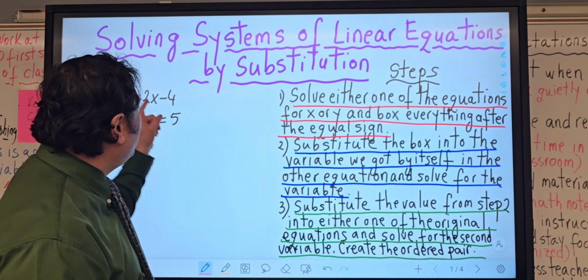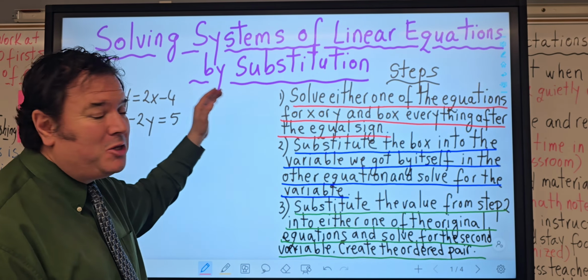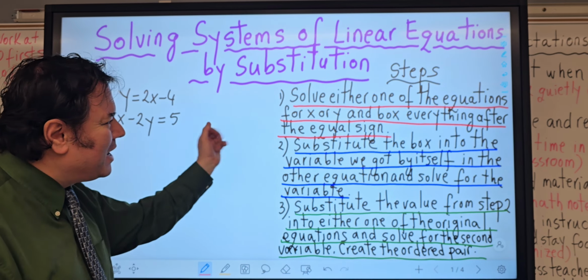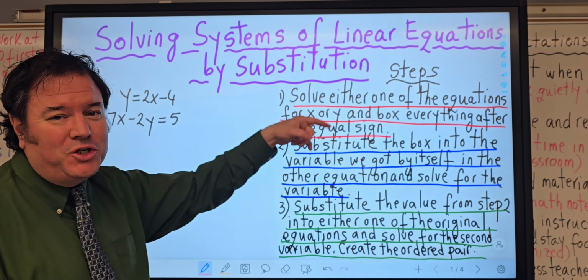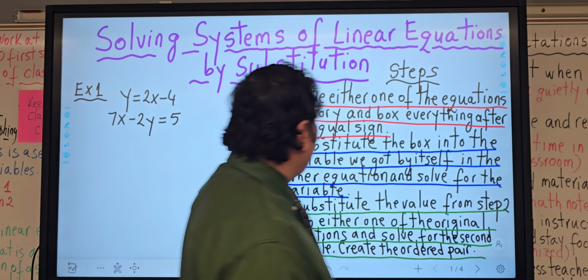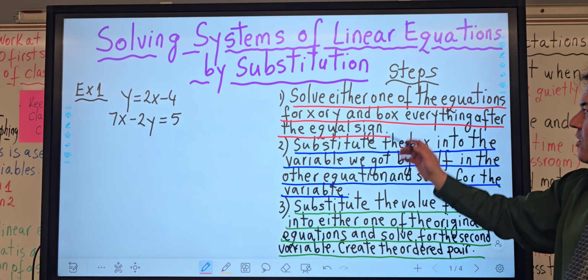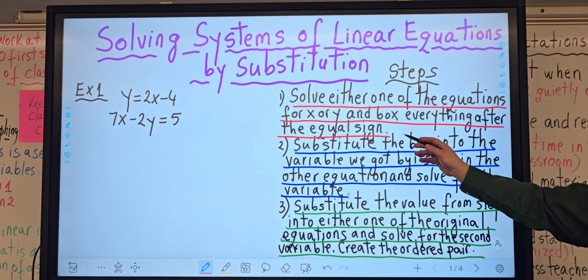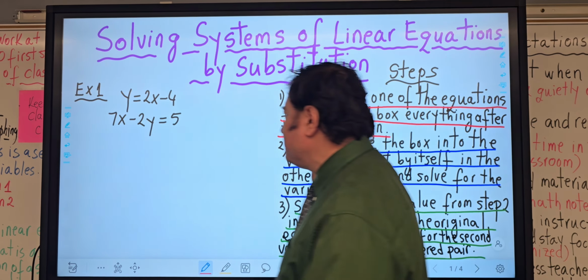Today we are going to learn how to solve systems of linear equations by the substitution method. Let's take a look at some of the steps we have when we solve systems of linear equations by the substitution method. Step number one, we need to solve either one of the equations for x or y and box everything that comes after the equal sign.